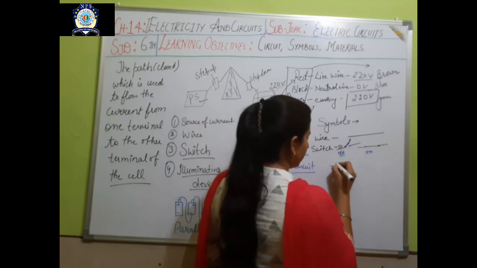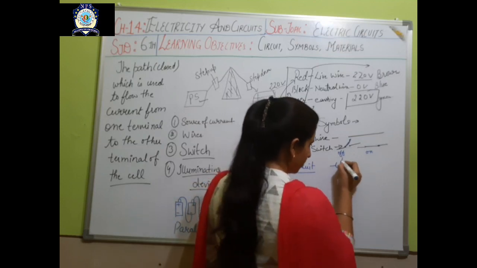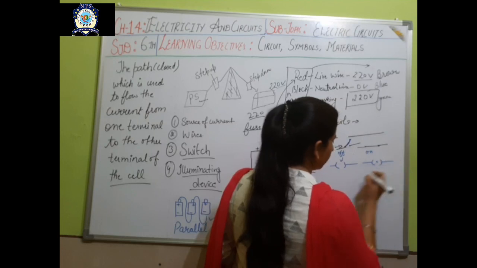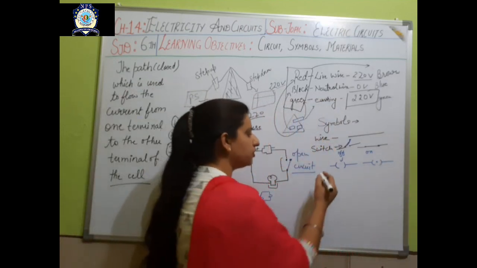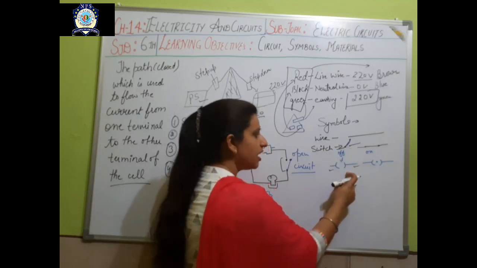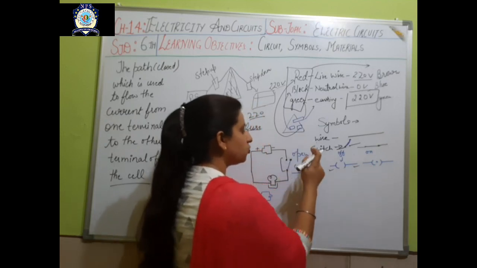One more thing: if you use this kind of symbol for a switch, it is off, and if you use this kind of symbol, then it is on. For the switch you can use any of the symbols. For off you can use these two types of symbols, and for on you can use these two types of symbols. This is for wire and switch.